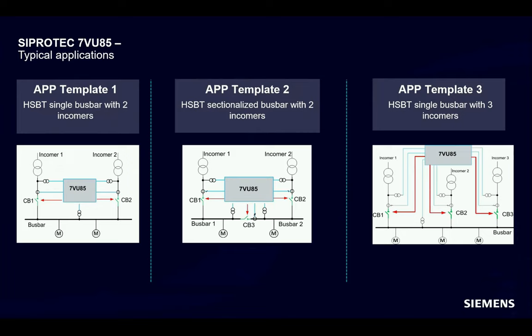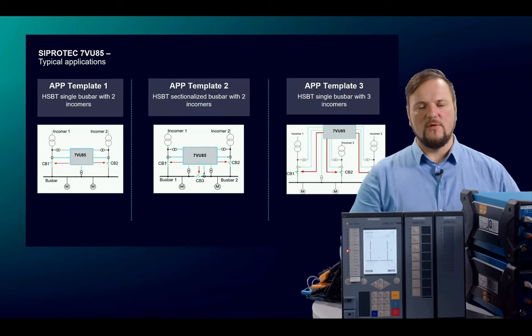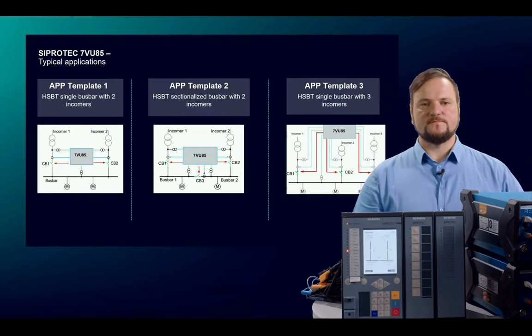With three incomers, with the 9.60, we now provide two more application templates. That means in total we have five application templates, one for double busbar and one for five breakers. That means three incomers and two sectionalized busbars. So this is also supported now with the 9.60 version.